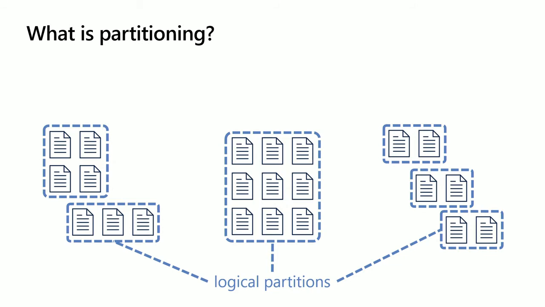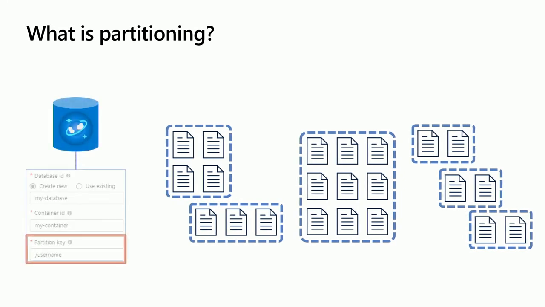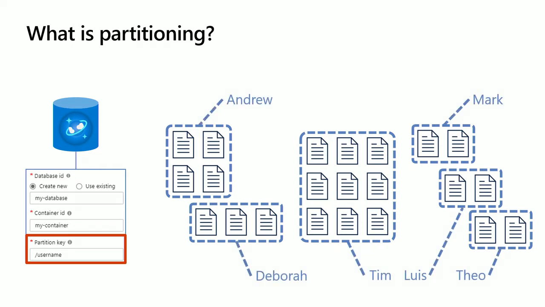The question remains the same. How do we decide that this document should go into this logical partition and that document into that logical partition? This is where the partition key comes into play. When you are creating a Cosmos DB container, you have to define the partition key of that container. This is the name of the property we are going to look up in your JSON documents in order to understand which logical partition it belongs to. So if we took the example of a container partitioned by username, as is the case here on this screenshot, we would end up with different logical partitions, one containing all the documents where username equals Andrew, a second one with all the documents where username equals Deborah, and so on.